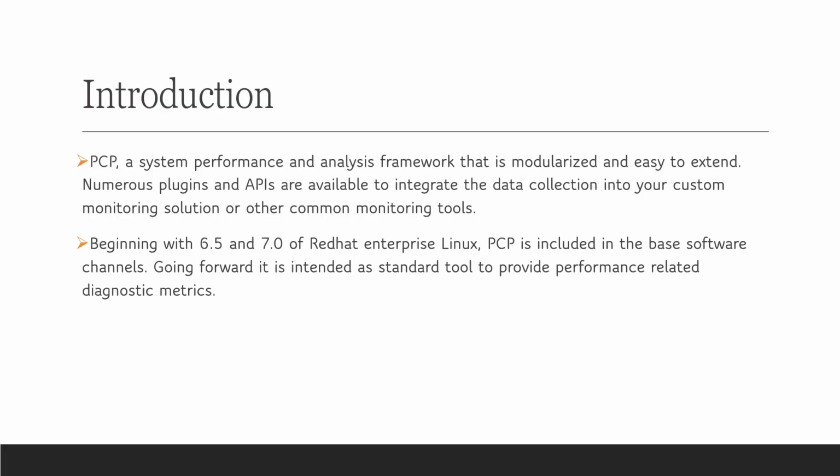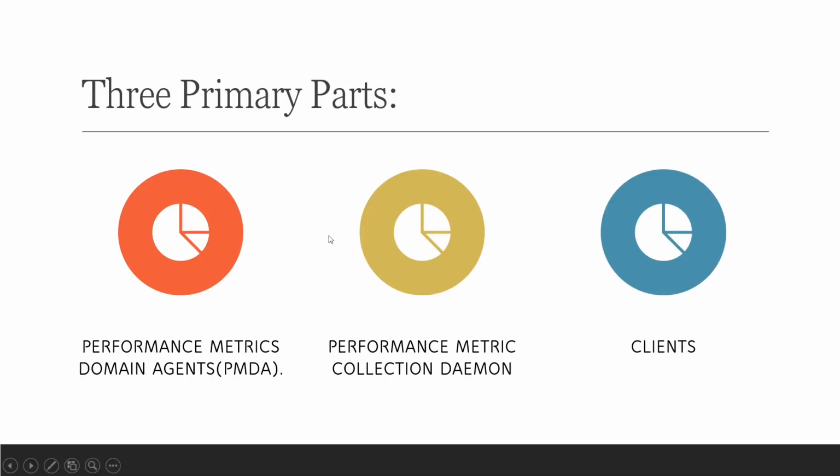So let's go ahead with a brief introduction to PCP. It is nothing but a performance analyzer tool that also has an API through which we can capture the data. It started in RHEL 6.5, and going forward in the future, it is going to be a standard tool for diagnosis of Linux systems. There are three primary parts: the performance metric domain, the performance metrics collection daemon, and the client. They all work together to provide you a better performance related report.